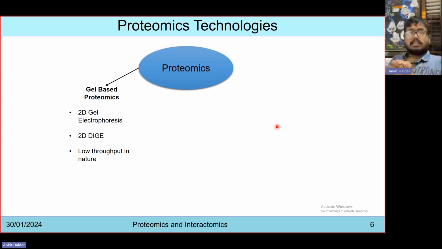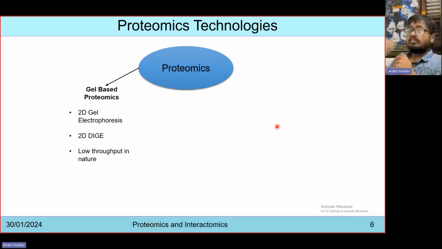Now, if we look into the proteomics technologies, as we mentioned, the field has evolved quite a long way from 2D gel electrophoresis to the ionization techniques and mass spectrometers with very high-end mass analyzers. We will discuss a bit about all those things. What are the different technologies that are there?